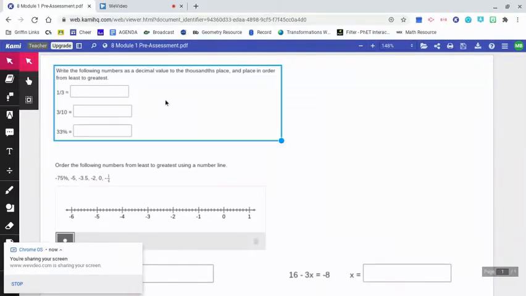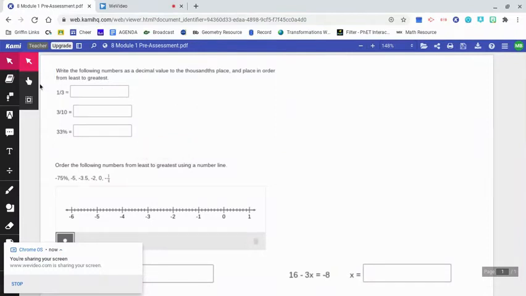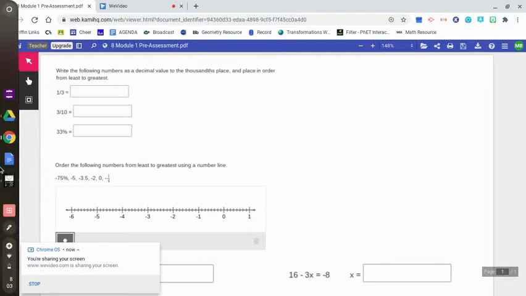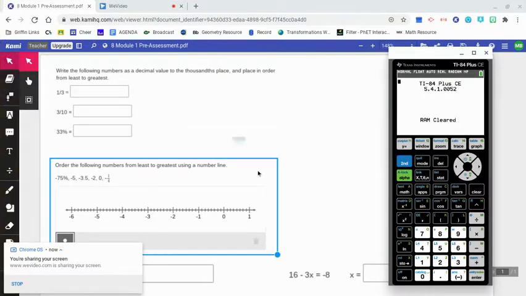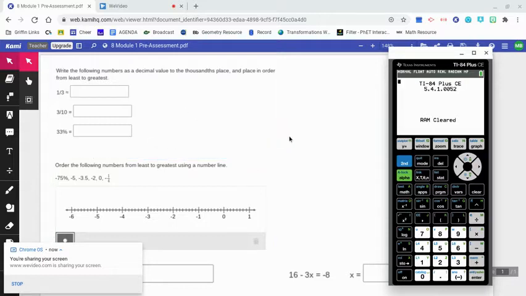So the first one asked us to convert some fractions to decimal form to the nearest thousandths place, and then place them in order from least to greatest. So for this, I need to have my calculator ready to go. 1/3, a fraction is the same thing as division. So to get the decimal equivalent of 1/3, I can just do our numerator divided by our denominator. So 1 divided by 3. And I see here that that is 0.333333.